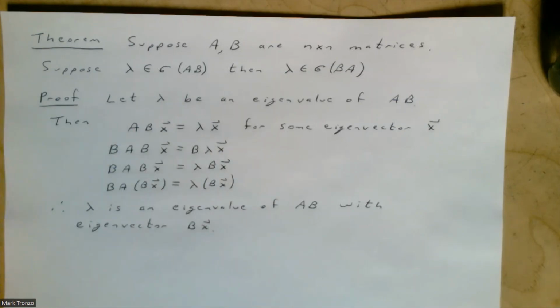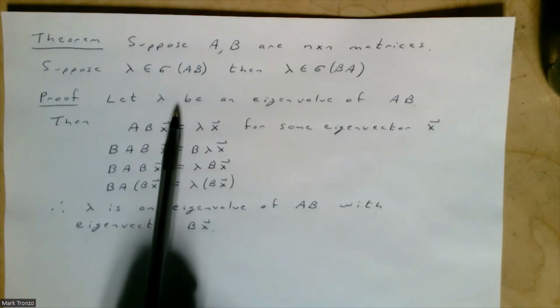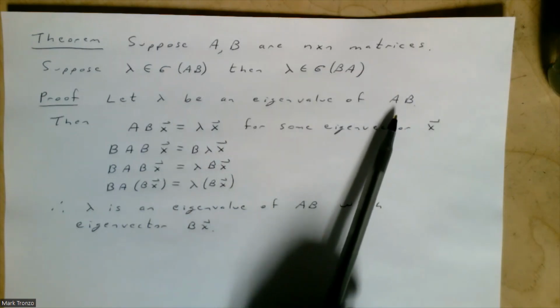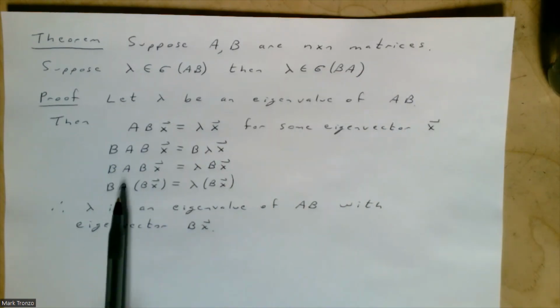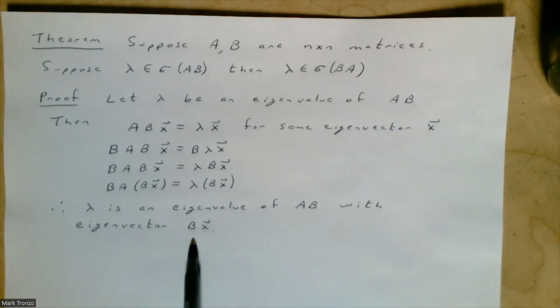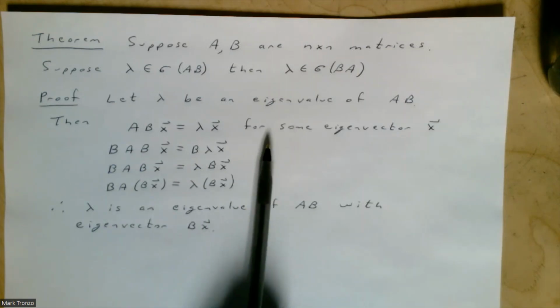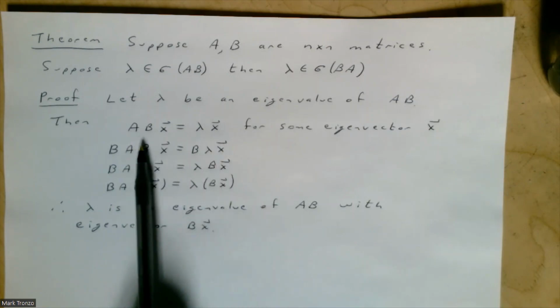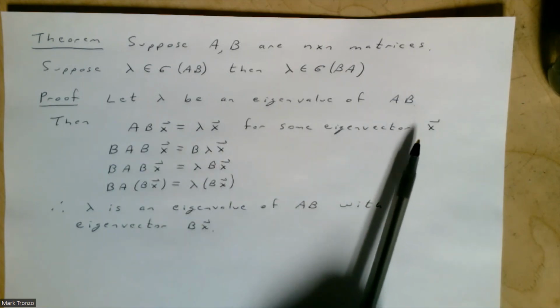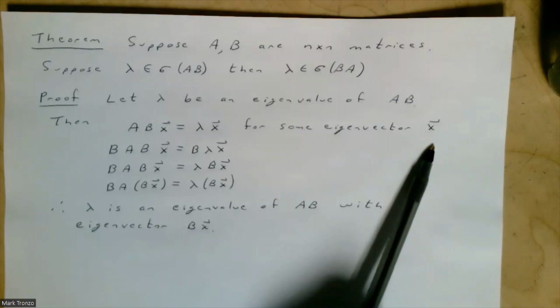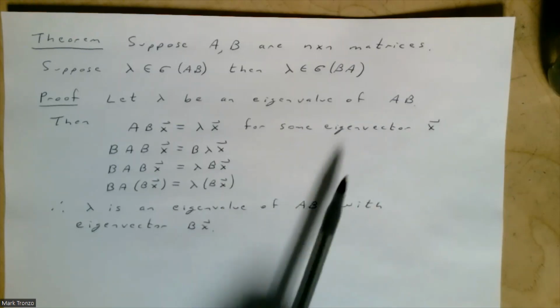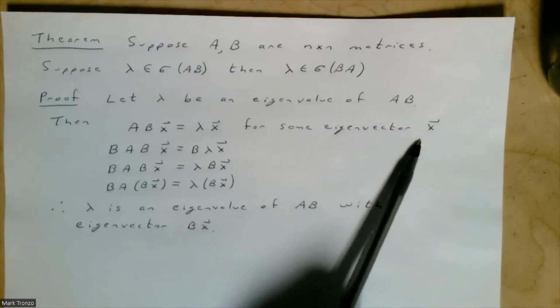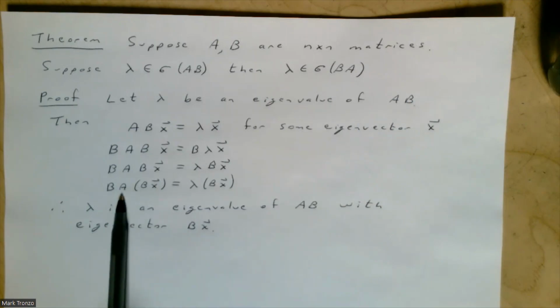Notice the only difference is, lambda was an eigenvalue of AB. It's also an eigenvalue of BA, but it has a different eigenvector. Over here, the eigenvector of AB was a vector we called X. You could have called it whatever you wanted to. But whatever vector you have here, the eigenvector for BA will be BX.